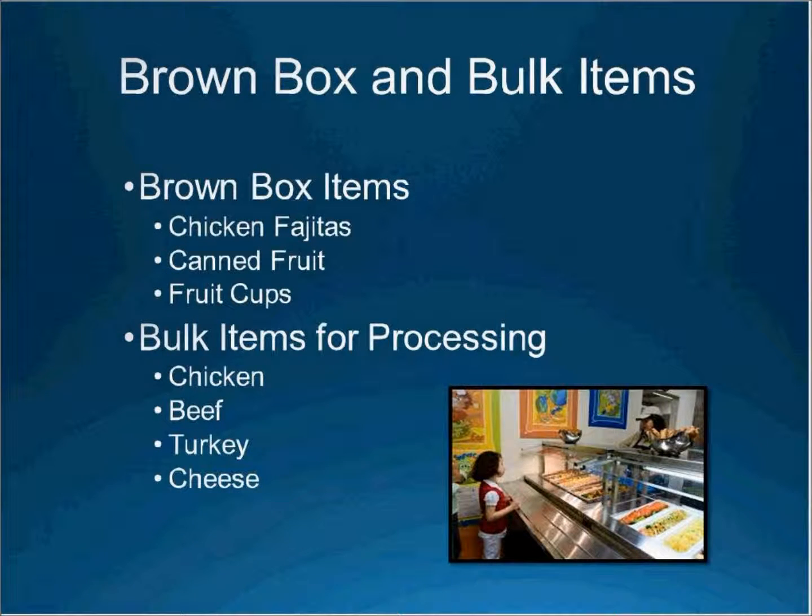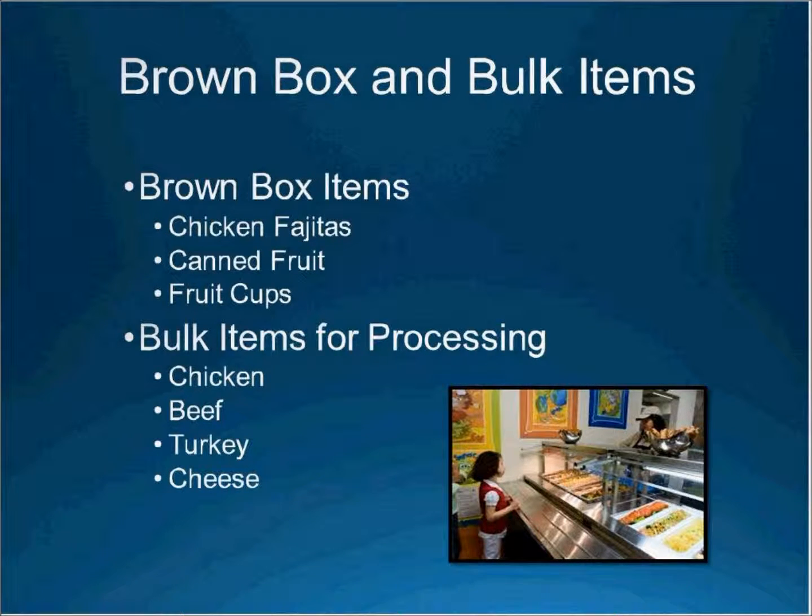The USDA makes 2 types of foods available for the FDP, brown box items and bulk items. Brown box refers to food products that are delivered ready for consumption. Items such as chicken fajita meat, canned fruit, and tortillas. USDA offers a large variety of brown box items that schools can order, but for the purpose of this webinar, we will be discussing their bulk items. The USDA offers a variety of bulk items that can be ordered and sent to an approved processor for further processing. These include items such as raw whole chicken, coarse ground beef, whole turkey, frozen fruit, and large blocks of cheese.